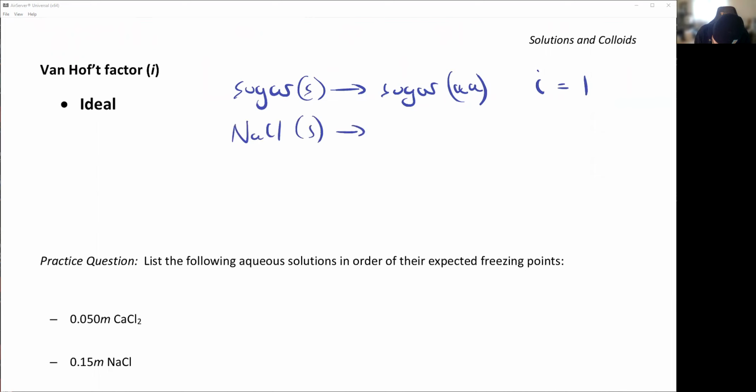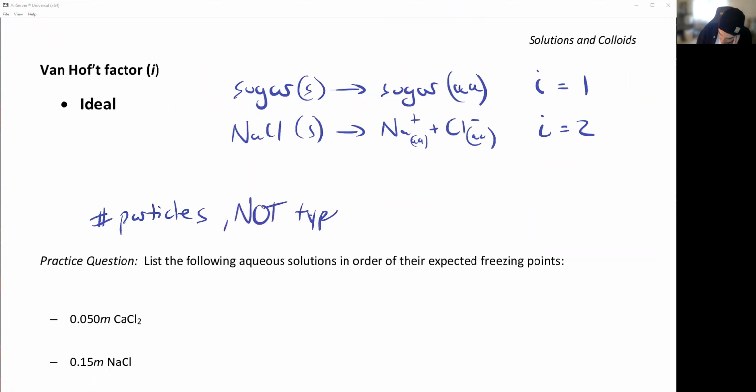NaCl as a solid turning into Na plus and Cl minus, both aqueous. The ideal Van Hoff factor for NaCl is 2 because it breaks into 2 particles. Remember, the number of particles, not the type, is what is important here. So if I put an ionic compound into solution and it breaks into multiple, then we are producing more particles with just one typical substance.